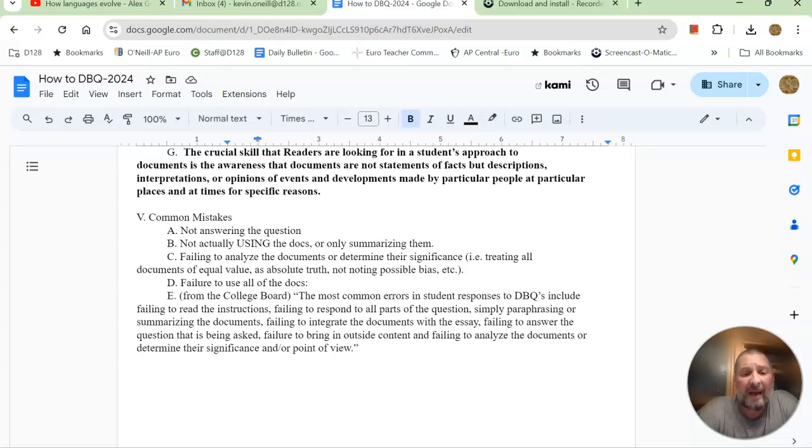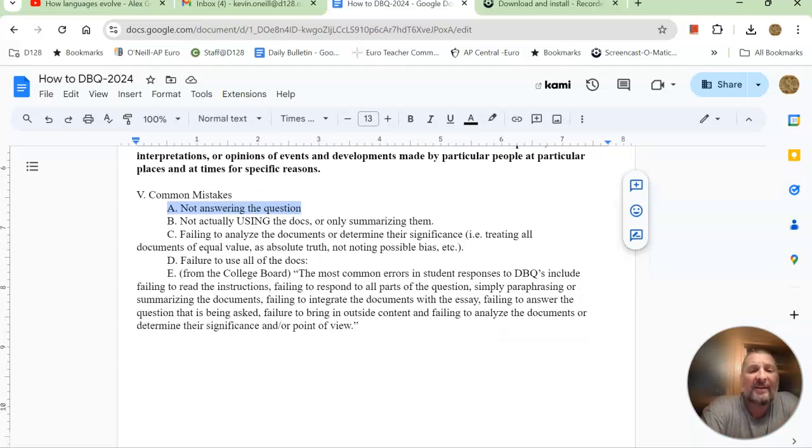All right, what are some common mistakes? The first most common mistake we already mentioned. It's not answering the question. Okay, it's veering off. It's like halfway through the essay, you went in a different direction. Not actually using the documents or only summarizing them.